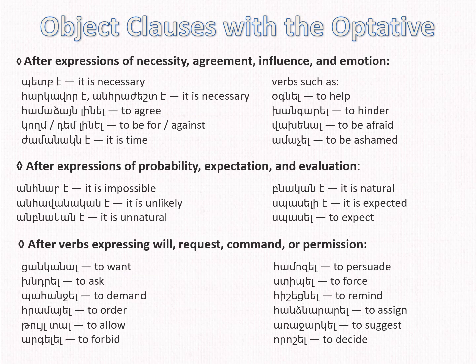Let us now recall where the optative mood is used in object clauses. These are object subordinate clauses. Object clauses with the optative are used first, after expressions of necessity, agreement, influence, emotion. For example, պետք է որ ժամանակին տուն գաս. You must come home on time.